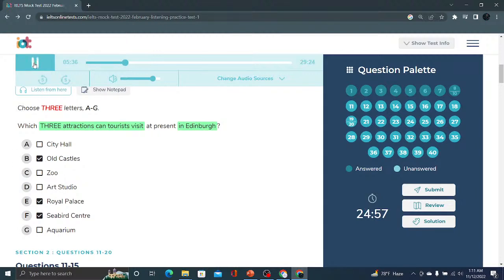Let's listen to it. We will visit Edinburgh. We will start at 8 o'clock and will arrive at Edinburgh about 10 o'clock. The first resort we will visit is Old Castles, the most famous.